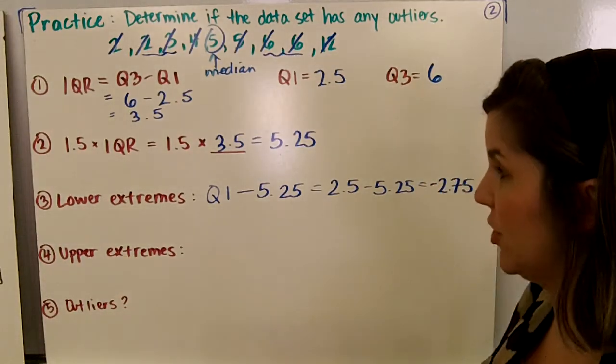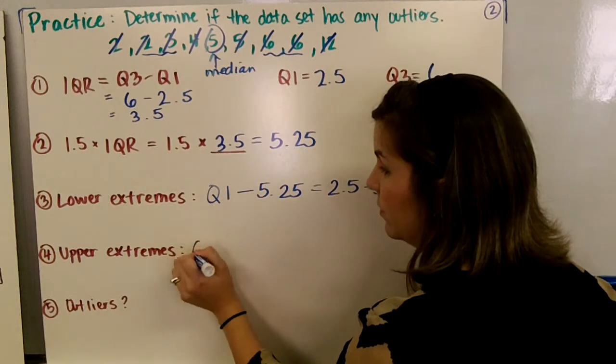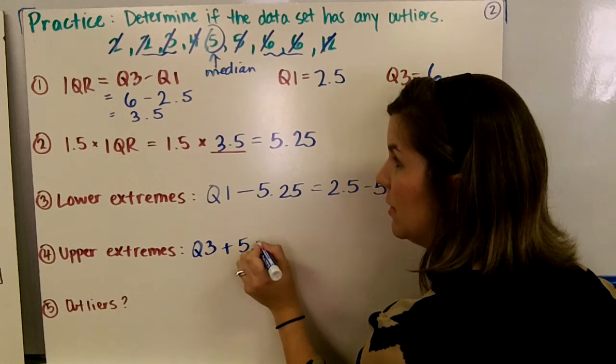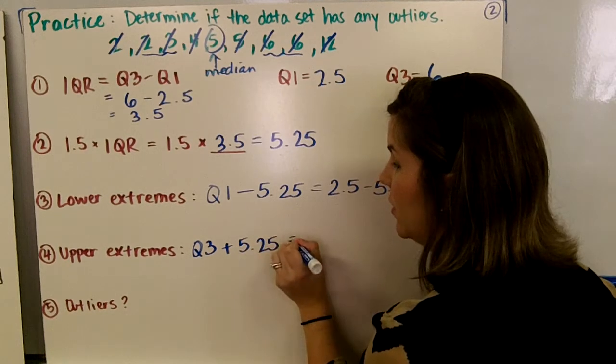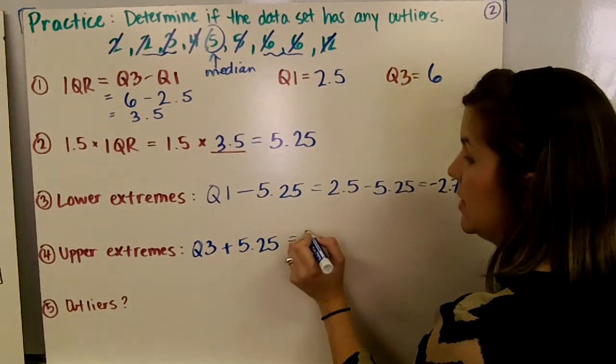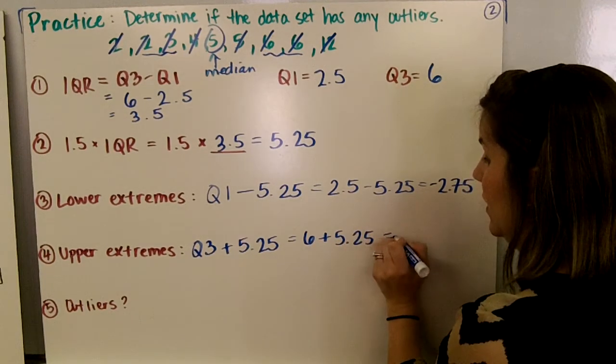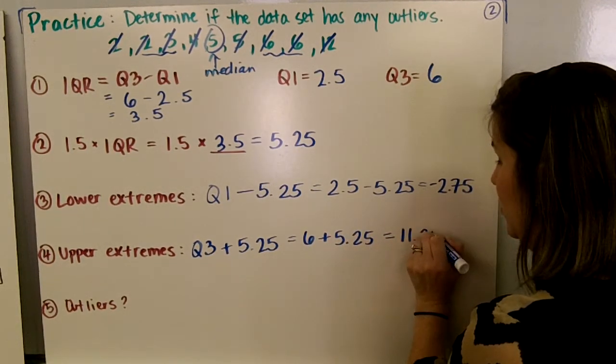To find the upper extreme, we take Q3 and we add whatever our value was from step 2, which was 5.25. Remember Q3 was 6, so 6 plus 5.25 gives us 11.25.